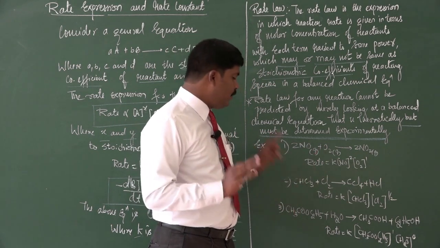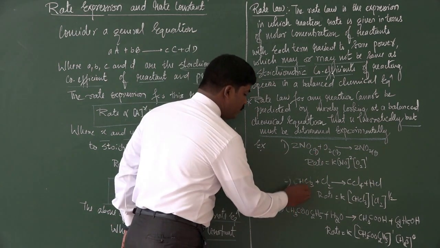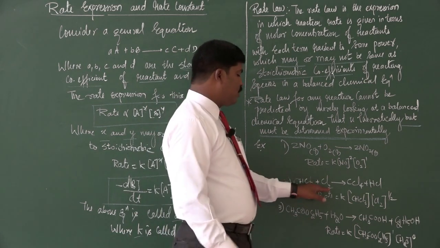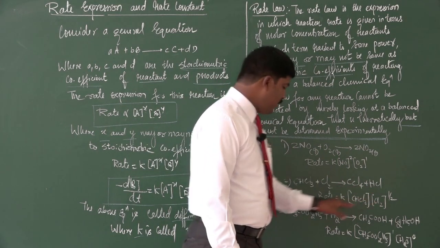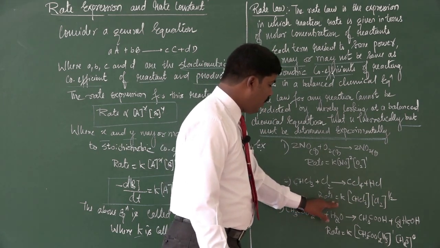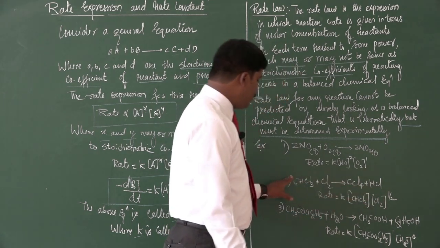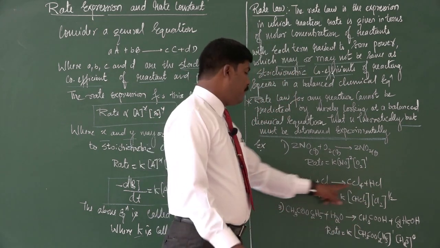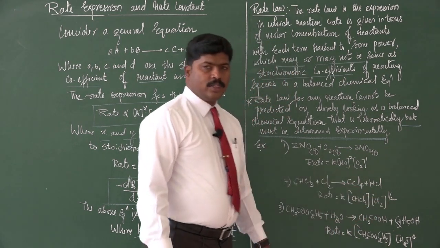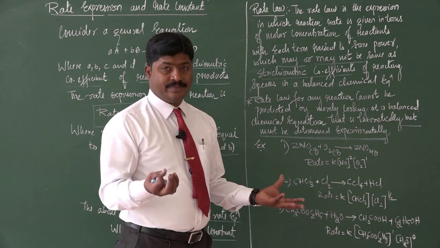Now the second example you see: CHCl3, chloroform, reacts with chlorine to form carbon tetrachloride and HCl. Now what is the rate expression? Rate is equal to K, [CHCl3] to the power 1, okay, the coefficient is 1 here, I have written 1. But for Cl2 you expect it to be 1, but I have written half. The question will ask me, sir, how did you get that half?